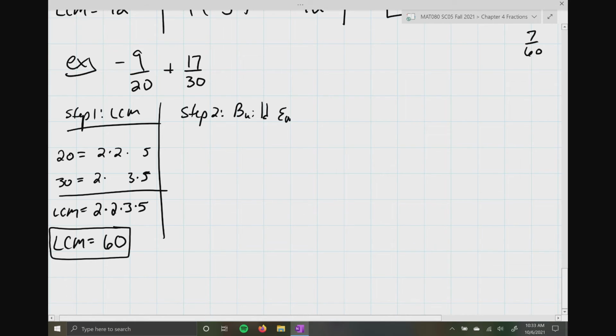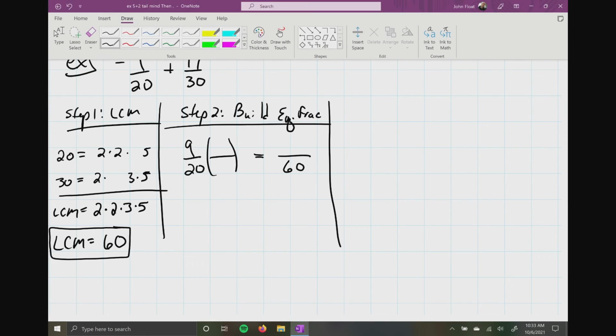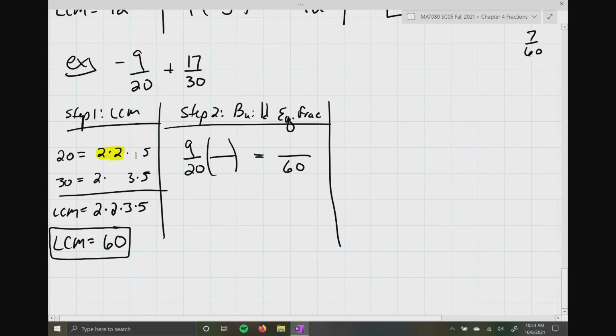All right, step 2. Build equivalent fractions. So 9/20, I need to multiply by a number so I get 60 as my denominator. I'm going to show you the highlighter again. 20 is right here. It's 2 times 2 times 5. Now, in my LCM, 2 times 2 times 5, it's already there. The only number that I didn't highlight is that 3. So this is going to be 3/3, which turns out to be 27/60. How are we looking so far?